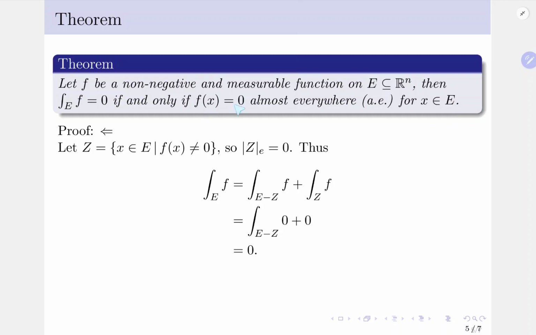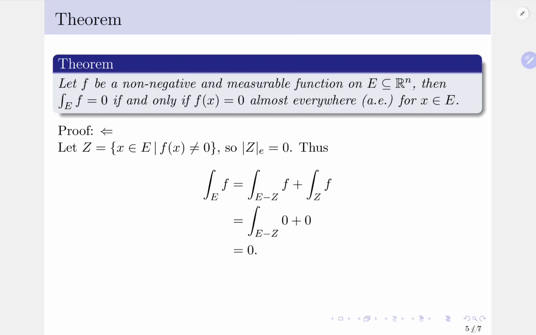So f equals 0 almost everywhere is like f is only not equal to 0 for a measure 0 set. So we can remove all the measure 0 set, which is not very important to us. So we say that f equals 0 almost everywhere. And for this theorem, we will provide the proof too.